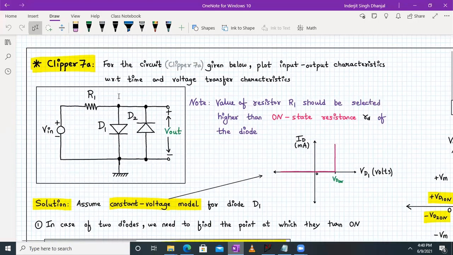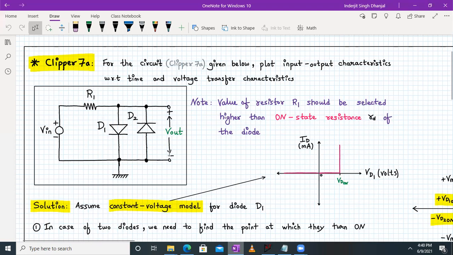Okay, so hello everyone. We will continue our discussion on the clipper topics. Today we are going to analyze this type of clipper circuit. At the end of this session, we will come up with the name for this. We have to plot the input and output characteristics with respect to time and the voltage transfer characteristics.